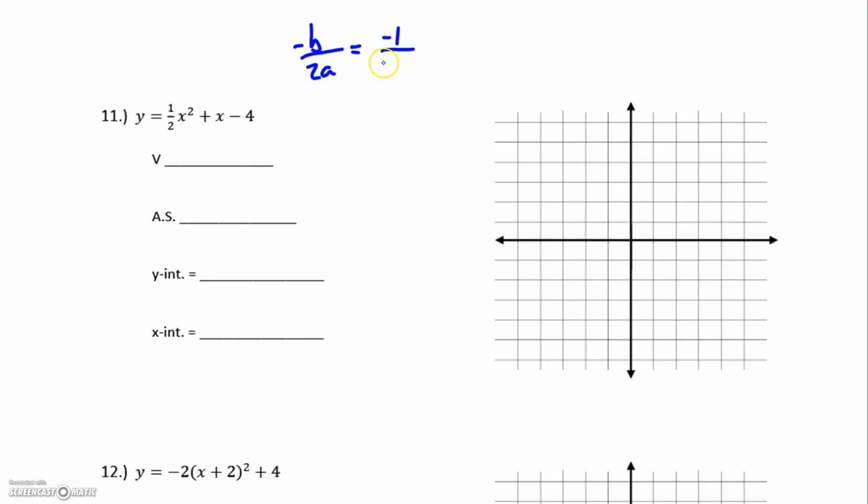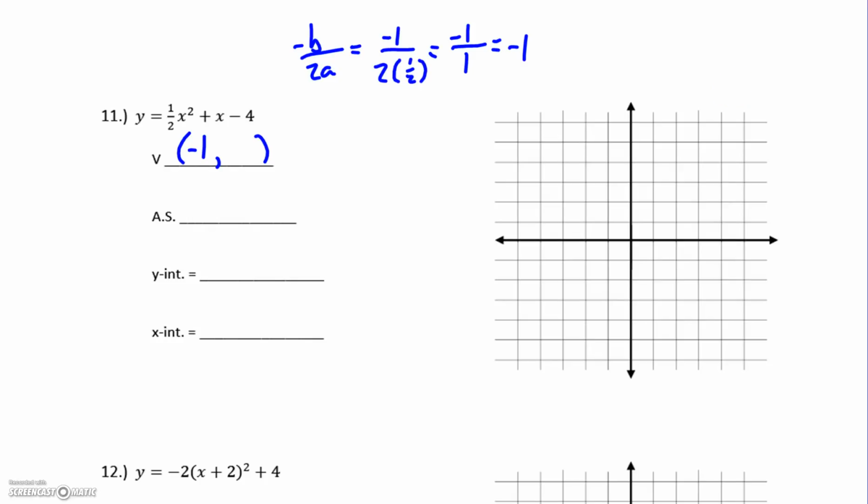That gives me a -1 over 2 times a, which in this case is the 1/2. And now I just have to simplify that a little bit. So in the numerator, I've got the -1. In the denominator, 2 times 1/2 is a 1. So now I have -1 divided by 1, which is -1. That's just the x value for my vertex. That basically gives me half of my vertex.